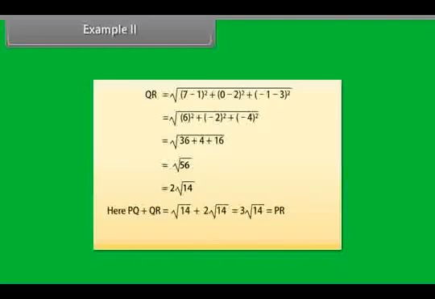Here, PQ plus QR = square root 14 plus 2 into square root 14 = 3 into square root 14 = PR.